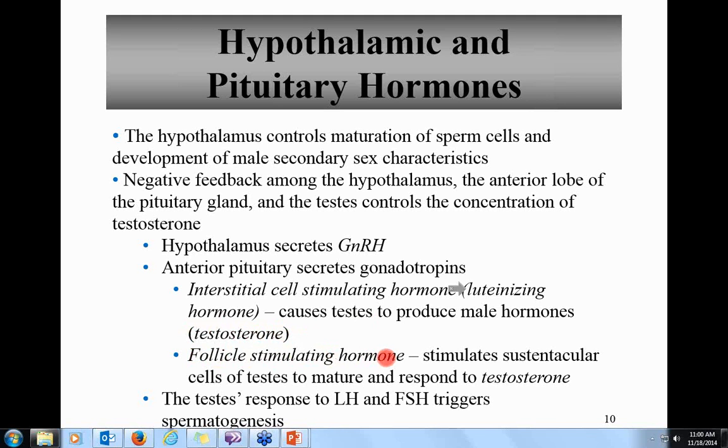The other gonadotropin is follicle stimulating hormone, and it stimulates the maturation of the testes. And together, LH and follicle stimulating hormone, which is FSH, trigger spermatogenesis. And again, spermatogenesis is the creation of sperm.